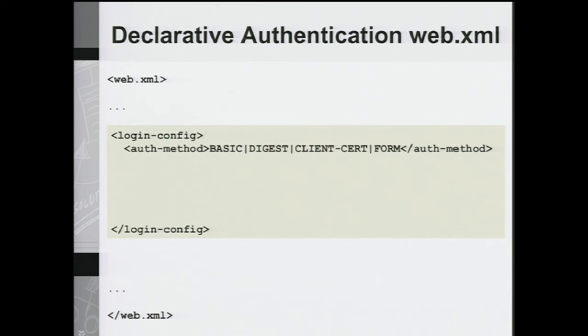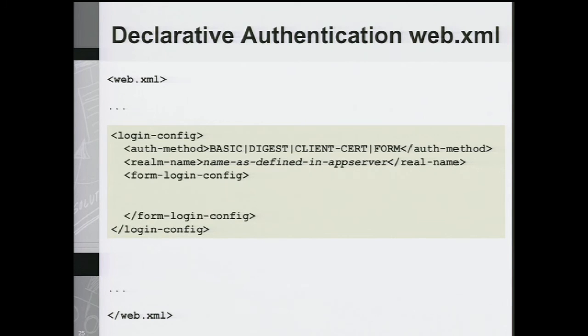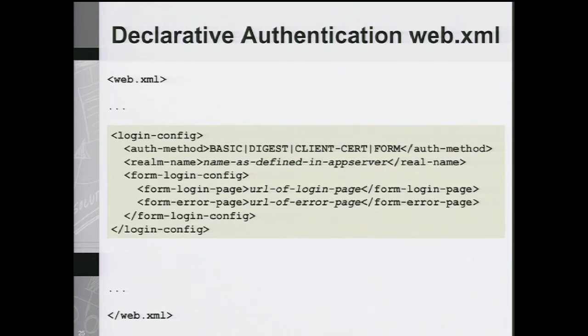which has one of the 4 different values: basic, digest, client cert, and form. Again, I'm going to talk about these things. You have to pick any one of these things. And then there's something called the realm name. So this maps the application server's realm that we defined. We actually defined a JDBC Realm. There's a name that's given in the configuration level. And then there is also something called the form login config element, which is used only for form-based logins. When we talk about form-based logins, we'll talk about that.